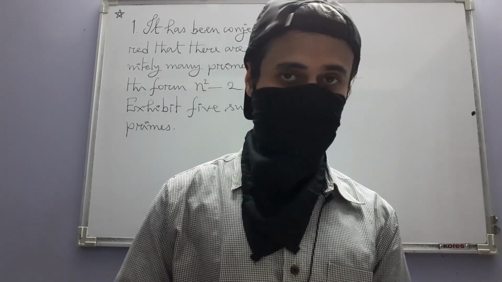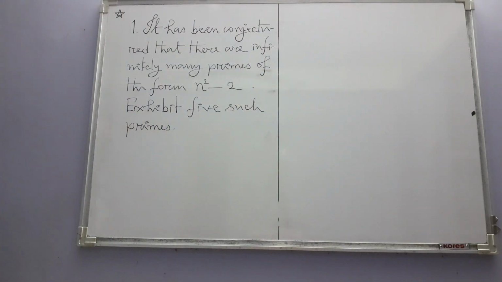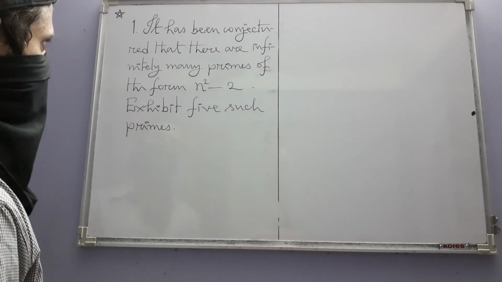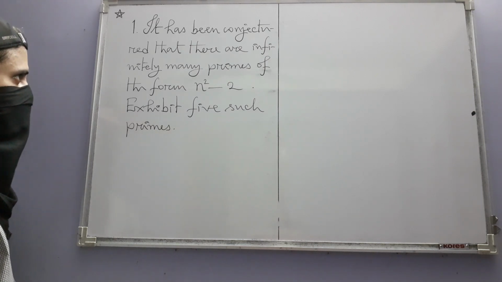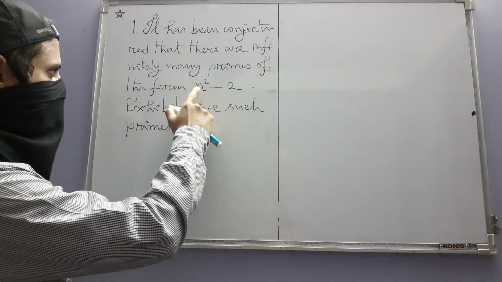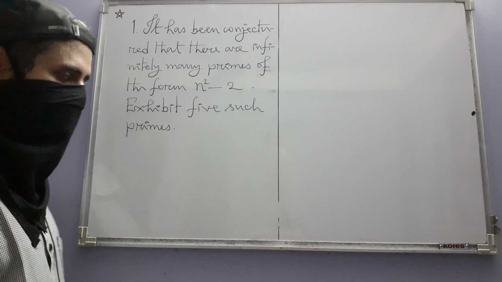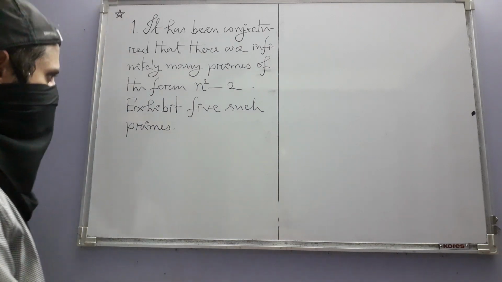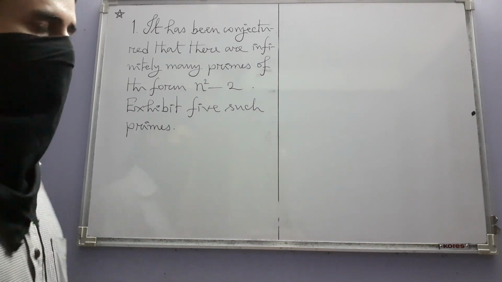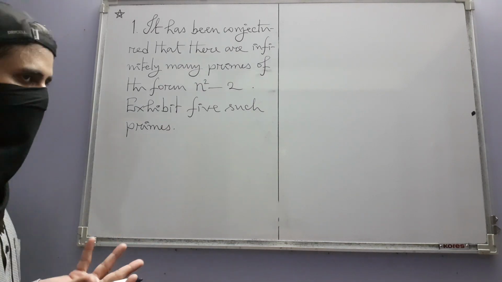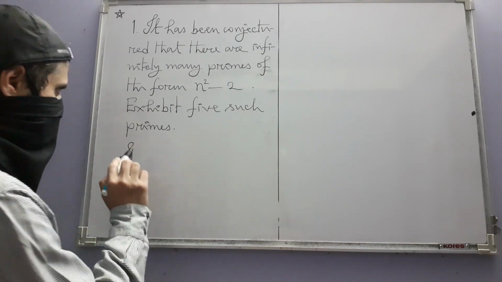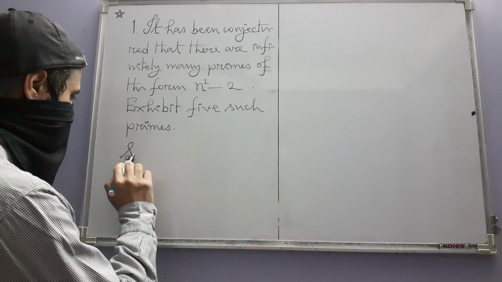Alright, so let's start the exercises of this section. This first one is this. It has been conjectured that there are infinitely many prime numbers of the form n square minus 2, where n is some positive integer, of course. We have to exhibit 5 such primes. So it's only a conjecture. Likely no one has settled this yet. So we just have to find 5 such examples.